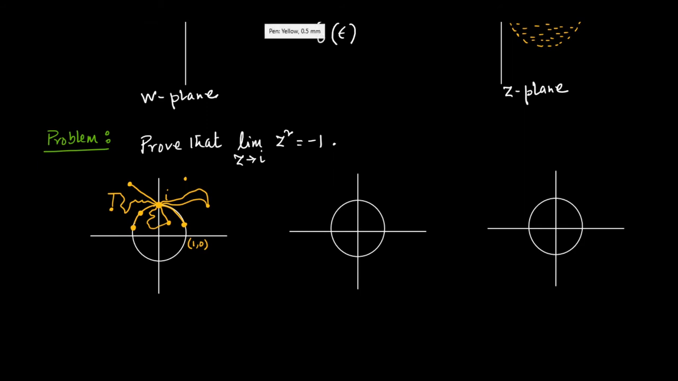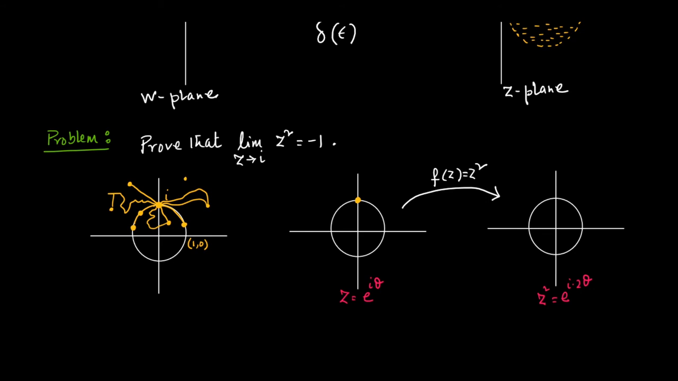For example, say this is my I. Every point on this circle, since this is a unit circle, means the radius is 1. So we can write this circle as z equals e to the power i theta. Suppose this is my z plane, and this is my w plane, where w equals z squared. Since z is e to the power i theta, z squared will be e to the power i into 2 theta.